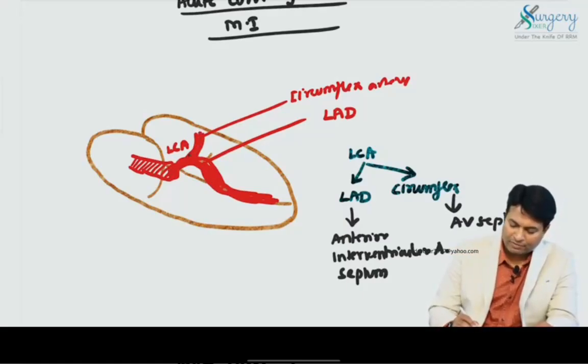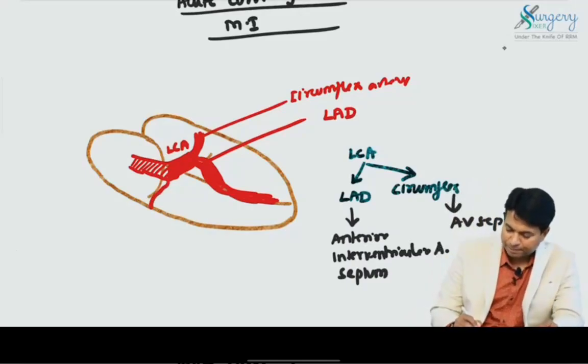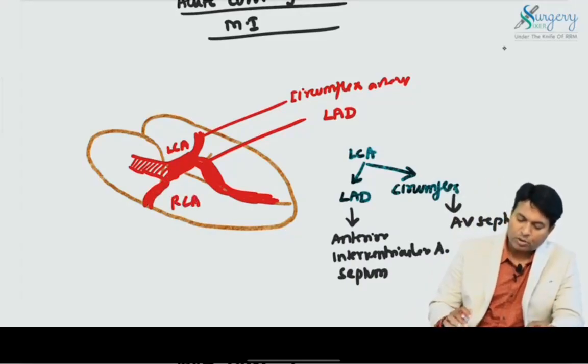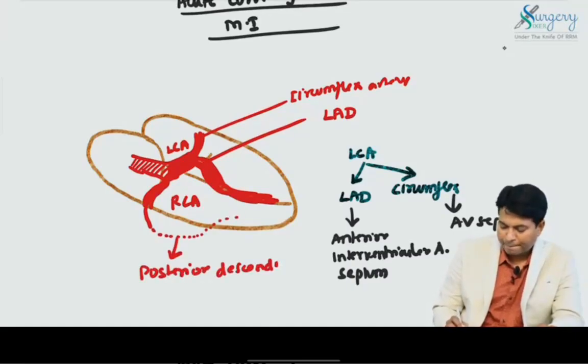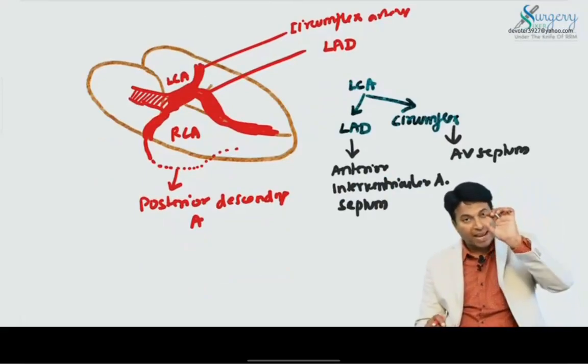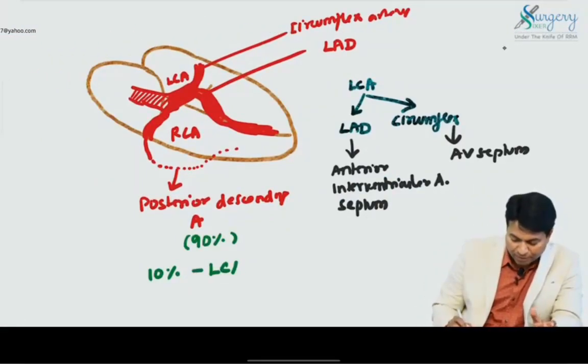So the main artery is the left coronary artery, which gives two branches, left anterior descending and circumflex. The next is the right coronary artery. The right coronary artery continues on the posterior side, on the posterior interventricular septum, as the posterior descending artery. The posterior descending artery is a branch of the right coronary artery in around 90% of patients. But in 10% of patients, the posterior descending artery can come from the left coronary artery itself.